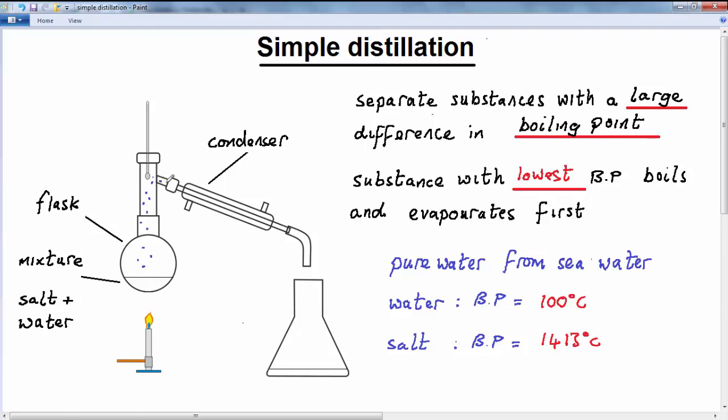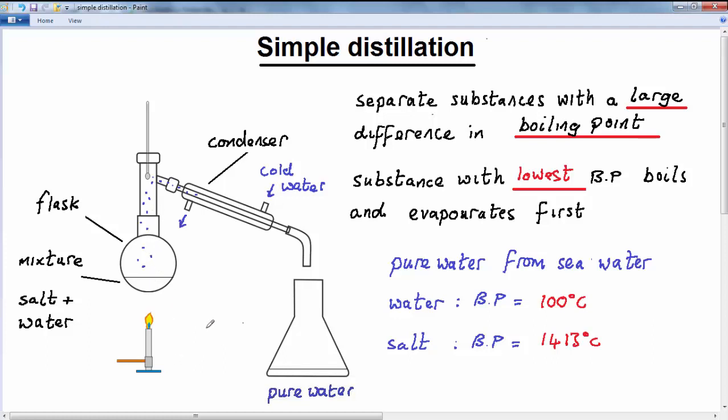and then it will pass down through the condenser unit, and the condenser makes use of a flow of cold water entering in one end and coming out the other, and that will help the water vapor to condense, and that will then collect in our collecting vessel here. And so using simple distillation, and with this very large difference in boiling point, we're going to obtain pure water here. None of the salt in this solution will be able to evaporate into this flask.